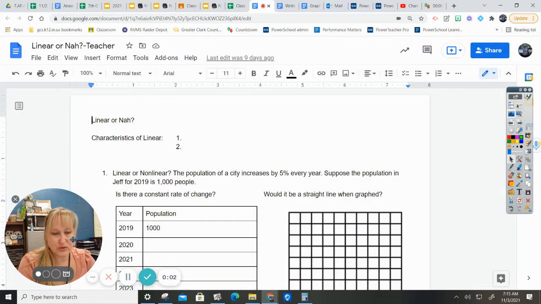Today we are going to use graphs to determine if something is linear or not. By now we should already know what linear means. It means it follows a line. So there are two characteristics of linear. One, there is a constant rate of change.